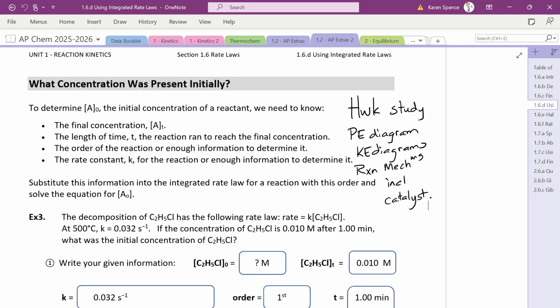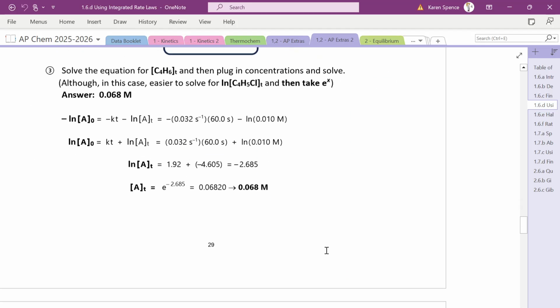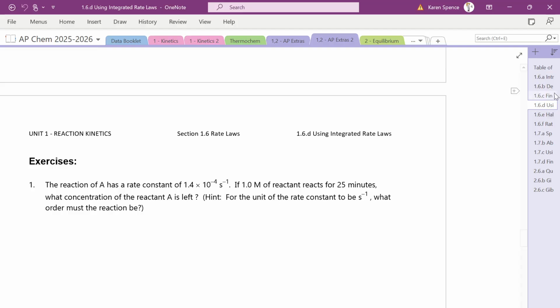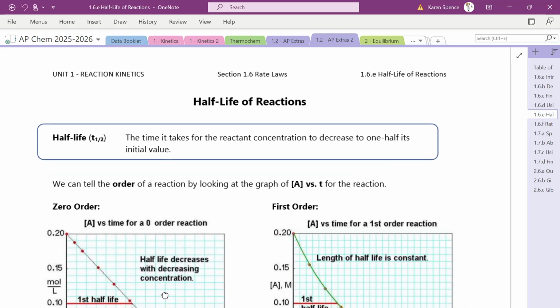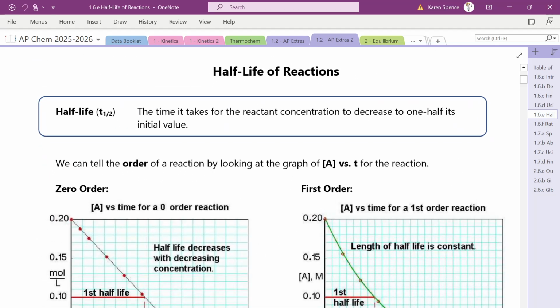Move on? Okay, excellent. So we are now done 1.6D, and we will move on to 1.6E, which is half-lives of reactions.